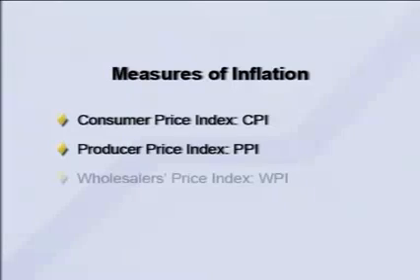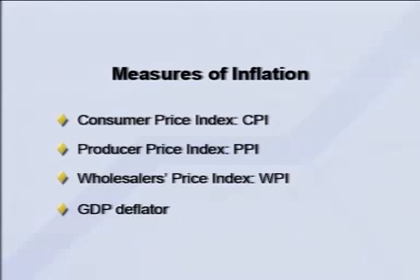There's also something called the Wholesalers Price Index, or WPI, which looks at wholesale prices of things that retailers might buy. And finally, there's something called the GDP deflator. Now, the GDP deflator, the basket of goods, is everything in GDP. And remember, everything in GDP includes not only consumption C, but GDP is C plus I plus G plus X minus M. So consumption plus investment plus government spending plus exports minus imports.